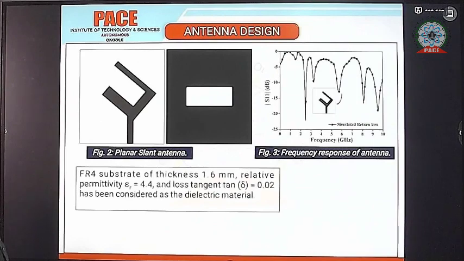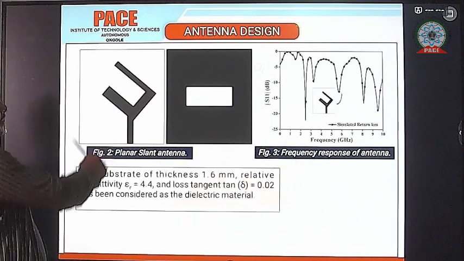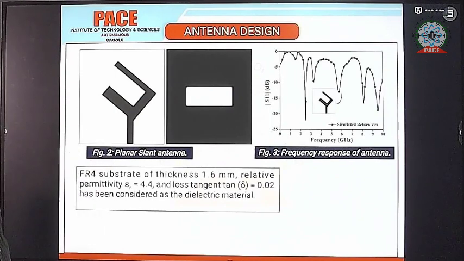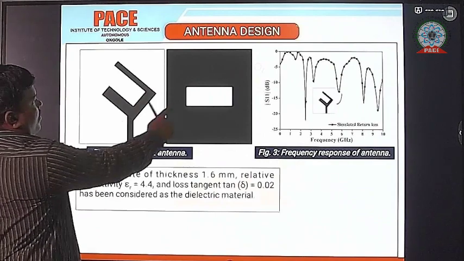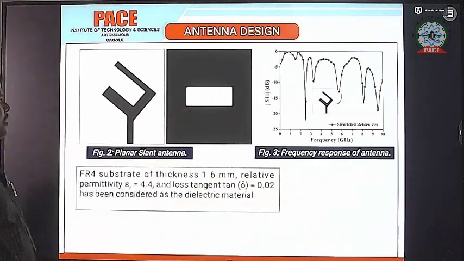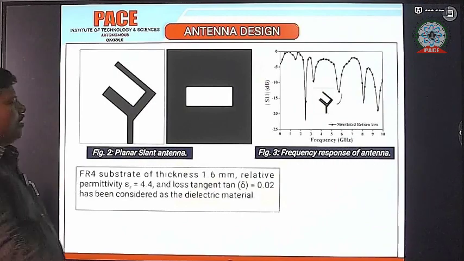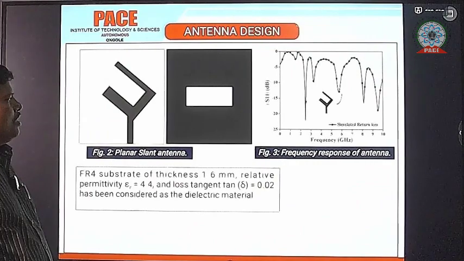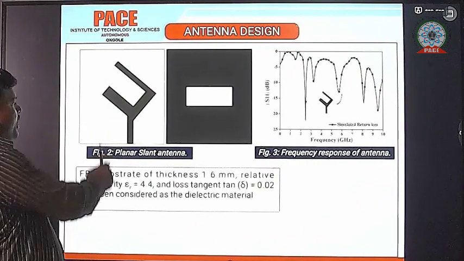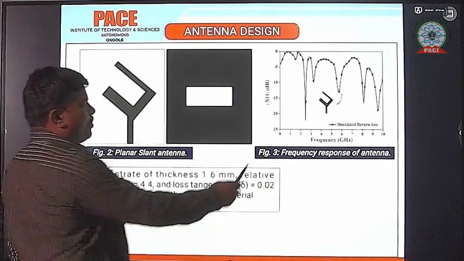For the antenna design, I considered a planar slot antenna. This antenna radiates in both planes, the XY plane and the YZ plane. That is the advantage: it radiates signals in both planes. This is a monopole antenna with a slotted ground. The antenna radiates different harmonics and different modes of frequencies. Our antenna is designed with concentration at 2.45 gigahertz.